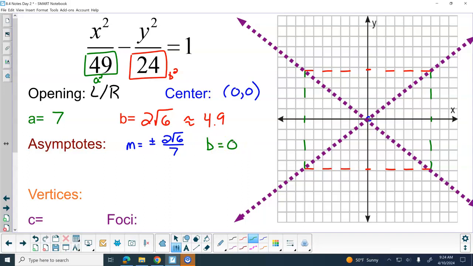So the equations of the asymptotes would be y equals positive 2√6/7x and y equals negative 2√6/7x. It's nice when the center's at the origin. It's also nice if an edge of the box is on the y-axis too.